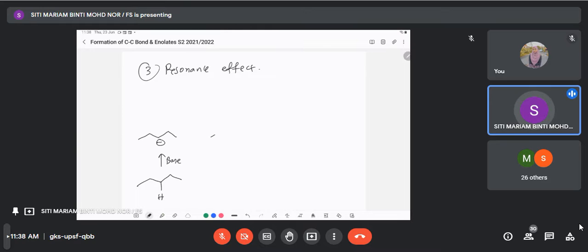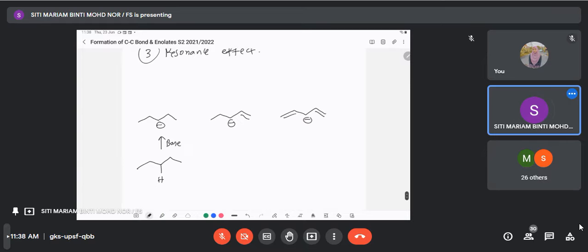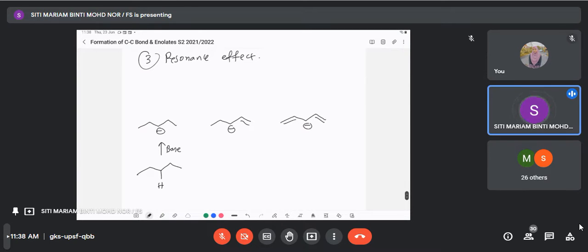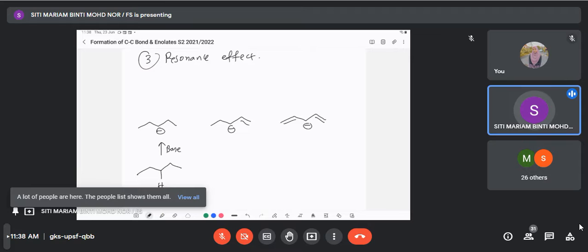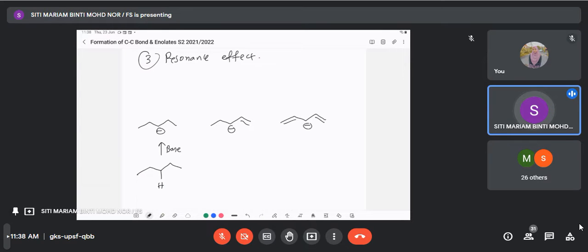And then I have another structure. Let's say I have something like this. And then maybe I have a structure like this. So you have these three carbanions. Now you want to talk about their stability, and you want to explain it in terms of the resonance effect. So you compare all these three carbanion structures.